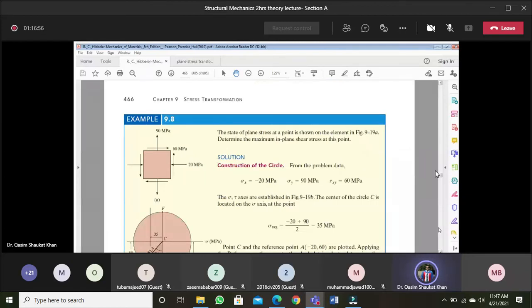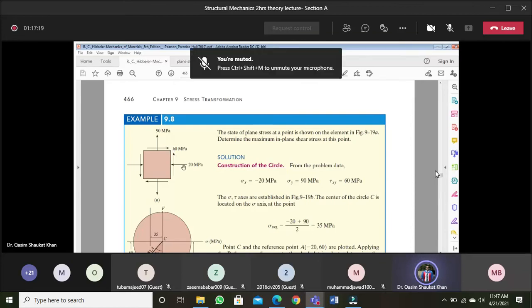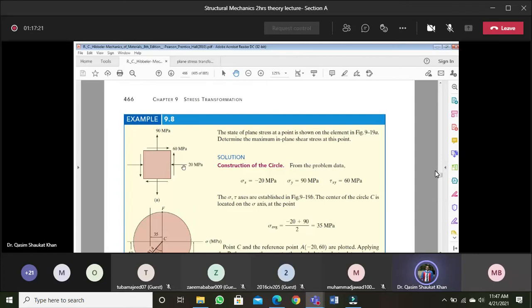So the numericals will be examples 9.8 and 9.9. The state of the plane stress is given to us: sigma y is 90 megapascals, shear stress tau xy is 60 megapascals, and sigma x is minus 20 megapascals. So this data is given.